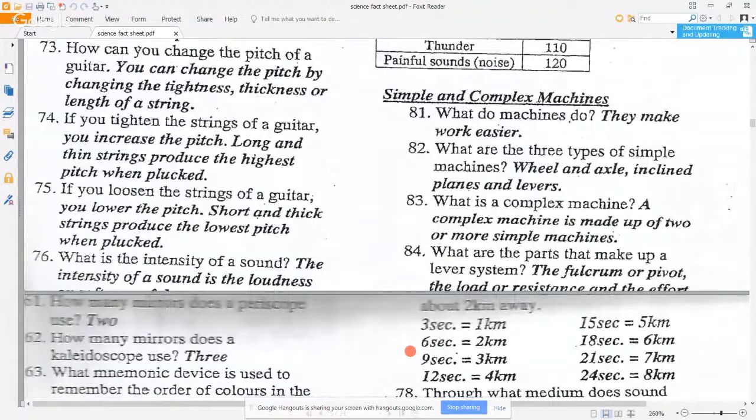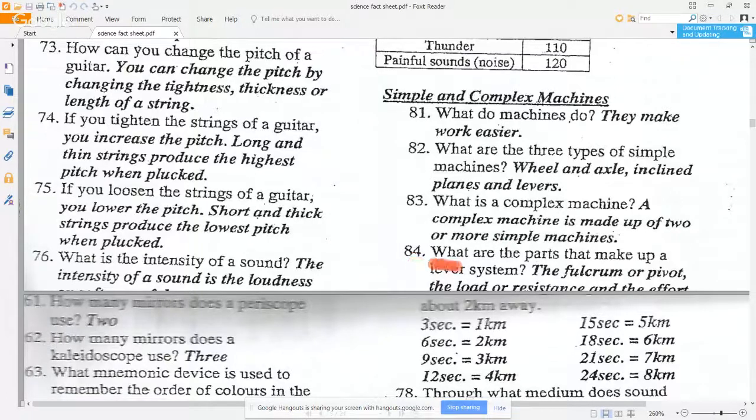81. We're moving now to simple and complex machines. What do machines do? They make work easier. So what are the three types of simple machines? Well, we have wheel and axle, inclined planes, and levers. What is a complex machine? A complex machine is made up of two or more simple machines.